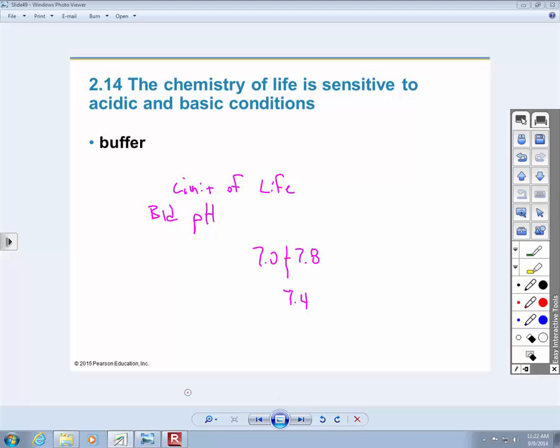If your pH drops below 7.0, that's called acidosis. That can kill you very quickly. If it goes above a pH of 7.8, that's called alkalosis, and that can kill you very quickly. You can die if the pH of your blood drops below 7. You can die very quickly if the pH of your blood goes above 7.8.